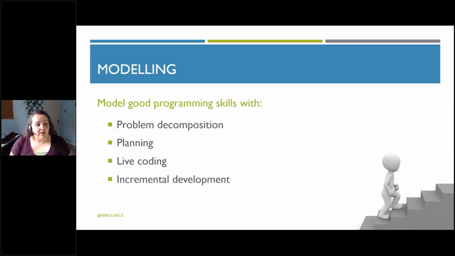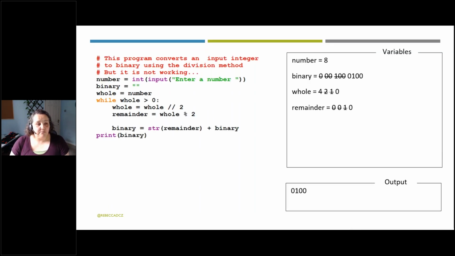So all of these things I would say are really key: focusing on problem decomposition, planning, live coding, incremental development. We talked about hand tracing. Trace tables are part of the GCSE, but we're not focusing on the GCSE. They're really important to get pupils to engage with code and get them to behave like the computer, behave like the compiler.